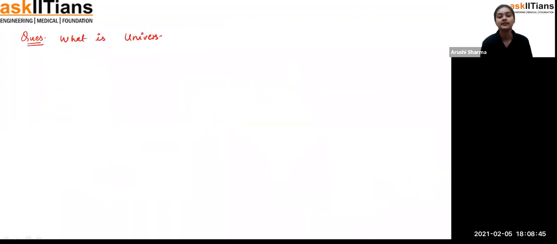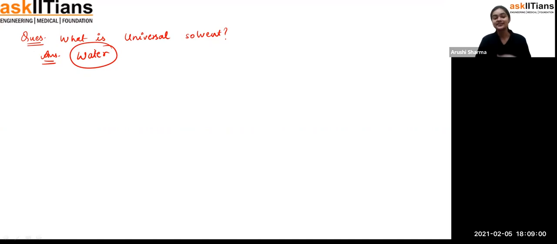What is the universal solvent? Do you know this thing? What is the universal solvent? So the answer of this question is that water is considered a universal solvent. Why? Because if anything is not dissolving in any other solvent, water is generally used to make the solution.